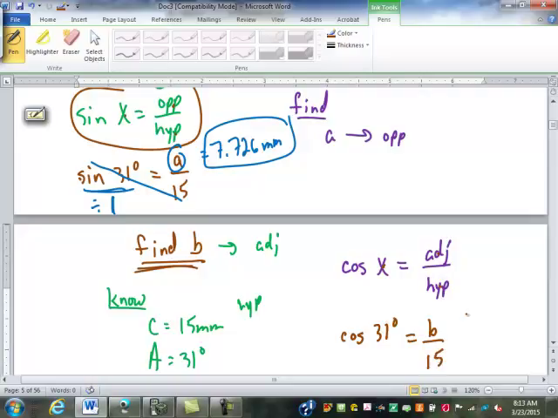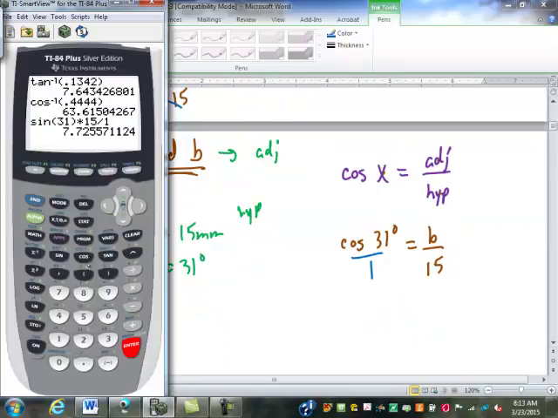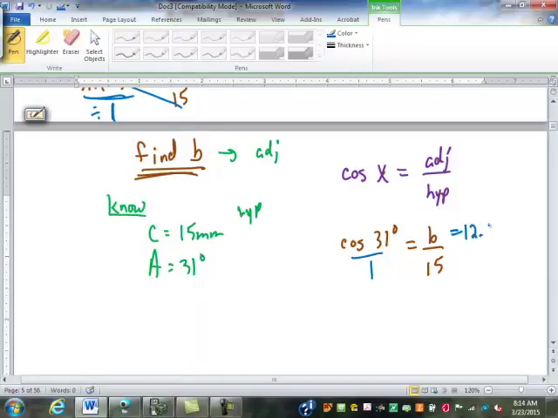And once again, I make it a proportion. I put this over 1, and we cross multiply and divide. So this will be cosine of 31 now. Again, make sure we close the parentheses. Times 15 divided by 1. Now we get 12.857, 12.858. 12.86 would have been probably close enough, yeah.